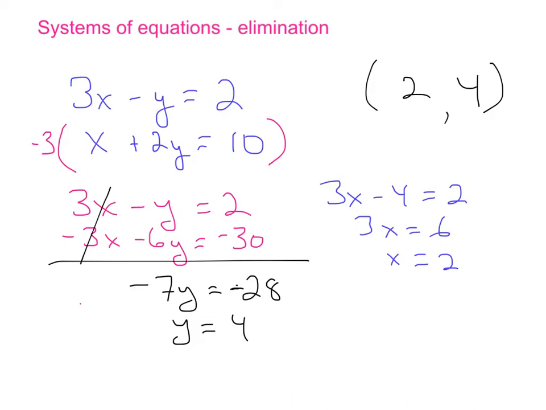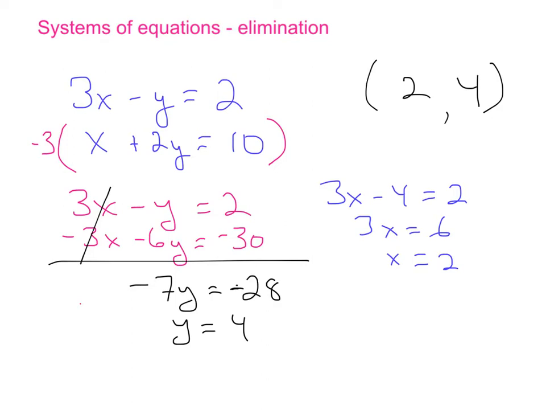Let's go back. Make sure you're always taking the time to check the answers. So I'm going to plug in 2 and 4 for x and y. So I'm going to get 6 minus 4 does in fact equal 2, so it works in the first equation. And 2 plus 8 does in fact equal 10. So see, it only takes a second to check it. Please don't be lazy. Please take the time to check your answers. So this, in fact, is the final solution.